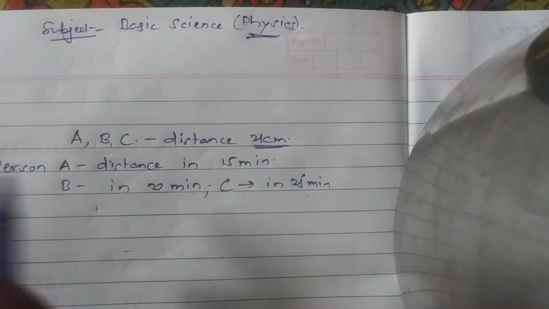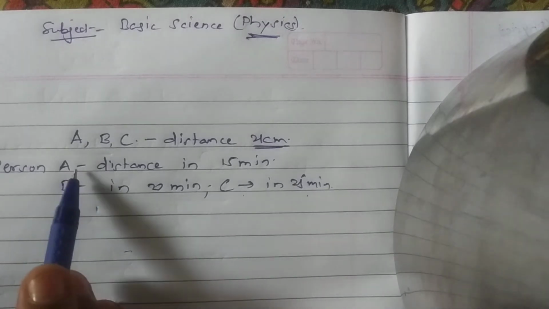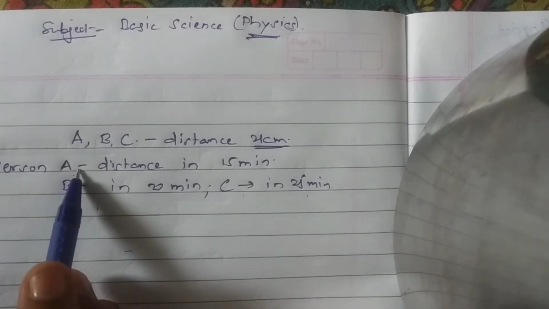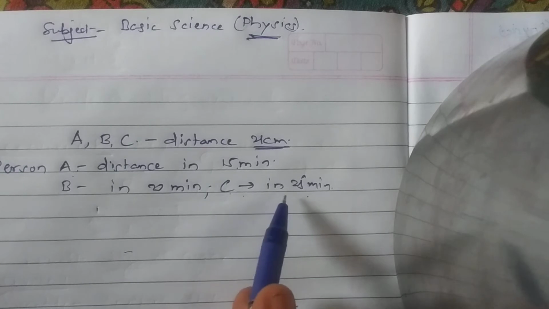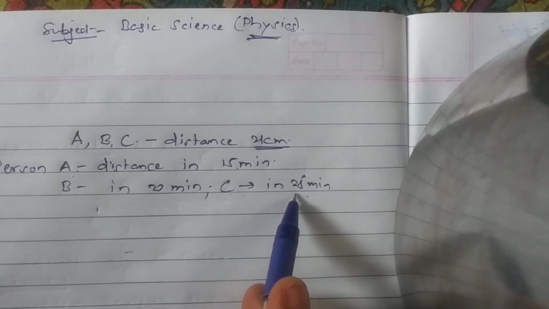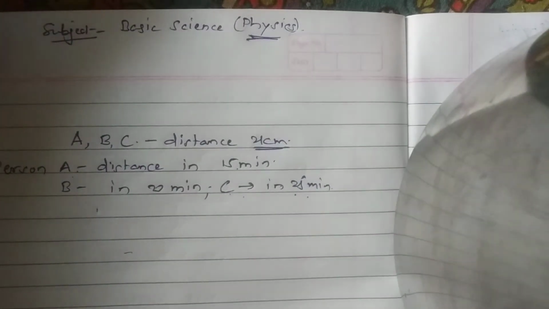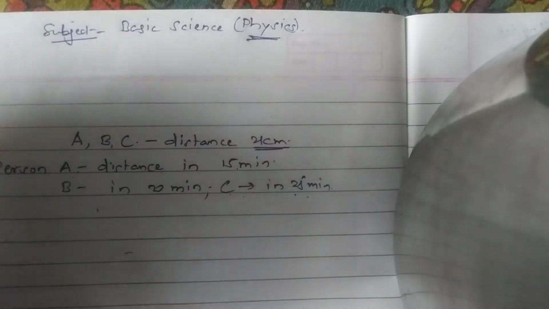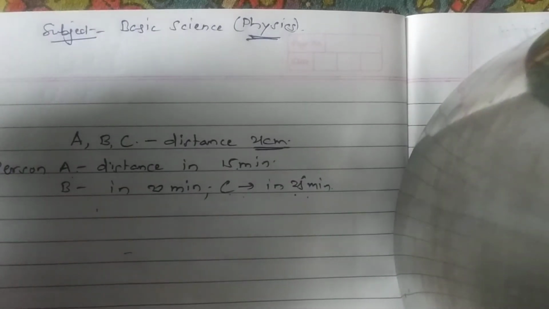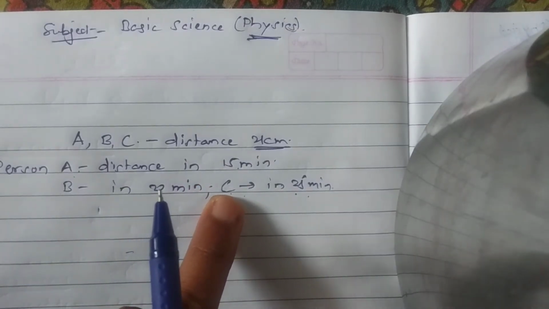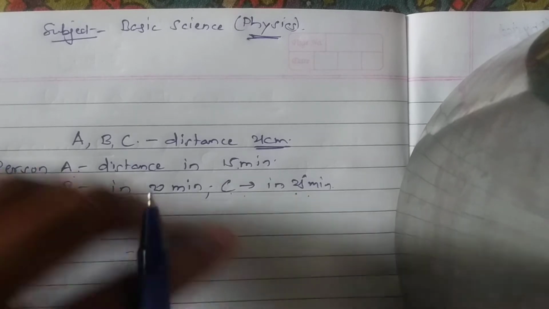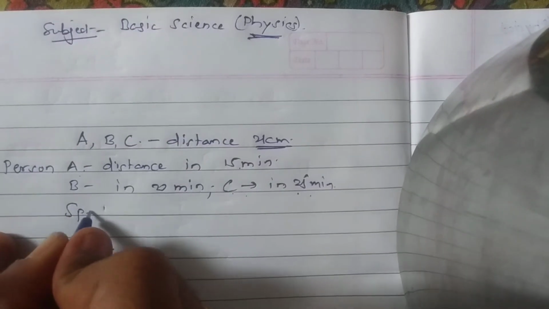What do these terms slowest and quickest imply? In other words, the speed of A is the greatest, and the person who takes the least time has the greatest speed, while the person who takes the maximum time to cover that distance has the least speed, or in other words, is the slowest. So here physics is involved. The one who has greater speed takes lesser time, and the one who has the least speed takes the maximum time. So here the quantity of speed or velocity is associated.